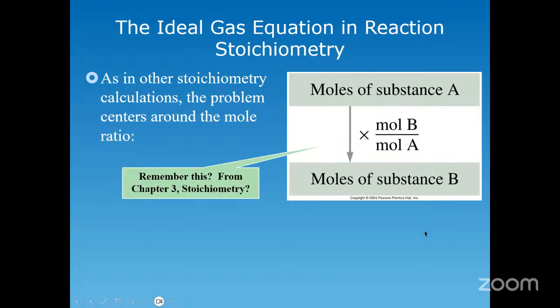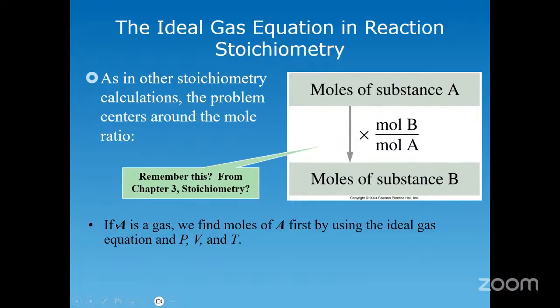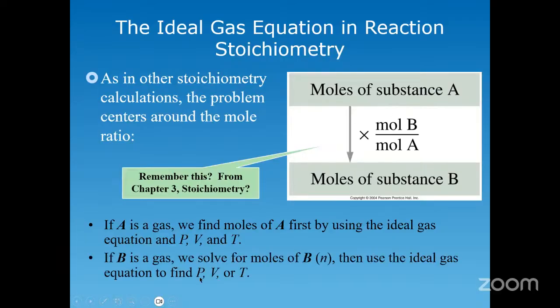Now, when it comes to gas stoichiometry questions, there may be some preliminary calculations that you'd have to do to get the moles of A. And that's where the ideal gas equation comes in. So as stated here, if A is a gas, we can first use the ideal gas equation to find the moles of A, and then we do the conversion from A to B. Then, depending on what the question is asking for, if not the moles of B, you may be asked to find other things like P, V, or T, right? And again, the ideal gas equation is what you use in order to do that type of work.